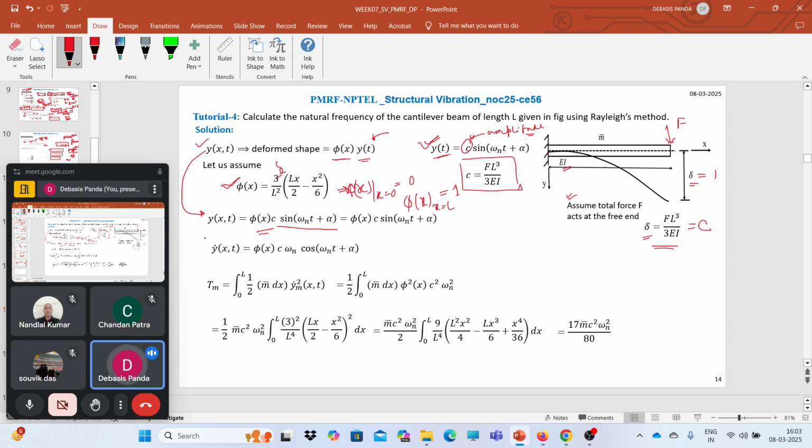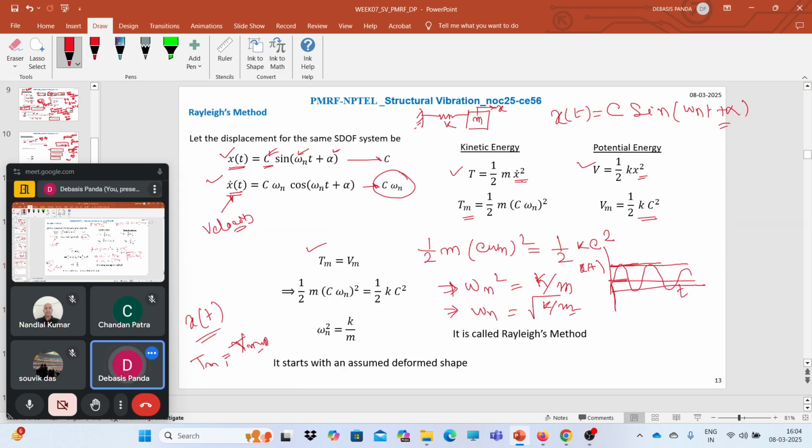Once we have this quantity, we can easily calculate y dot of x comma t, and that will be nothing but phi of x c omega n cos(omega n t plus alpha). Now what we need to do as per the Rayleigh method, because we need to find out the natural frequency. So first step, we have defined the shape function and the response quantity. Then what we need to do? In the second step, we need to calculate the value of maximum kinetic energy and maximum potential energy, and we need to equate them. So first we need to calculate the maximum value of T. So what will be that? It's nothing but half m into dy, that means the mass per unit length into that segment, multiplied by y dot maximum square. So we'll get the maximum value, like in the previous example we have solved here, half m into x squared t.